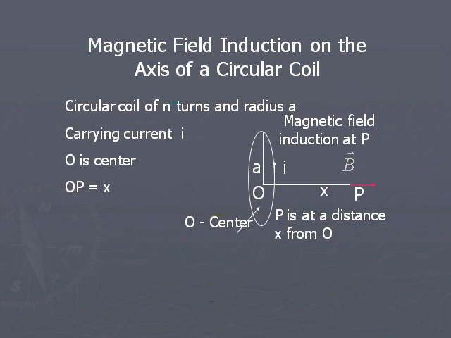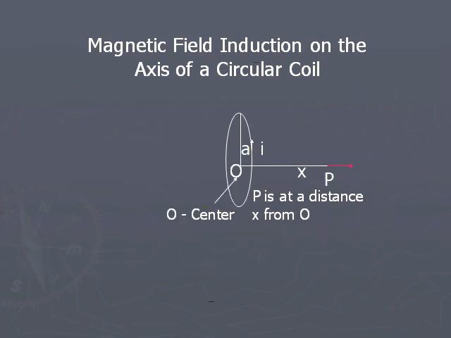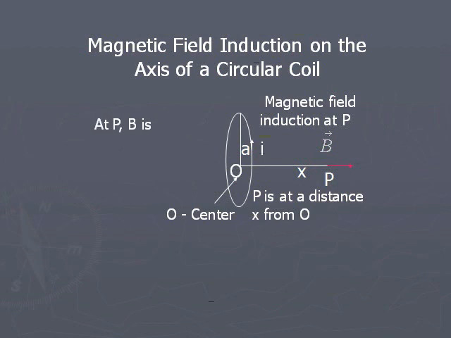Let B be the magnetic field induction at this point. Then the value of B at this point is given by B = mu naught N i a square divided by 2 into (a square plus x square) whole to the power of 3 by 2. This is the relation for B.